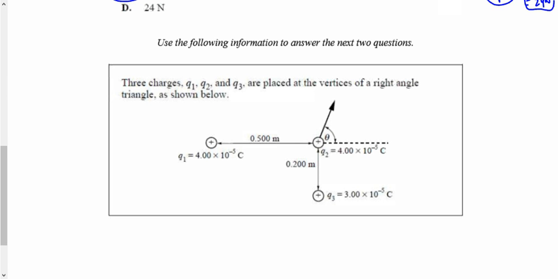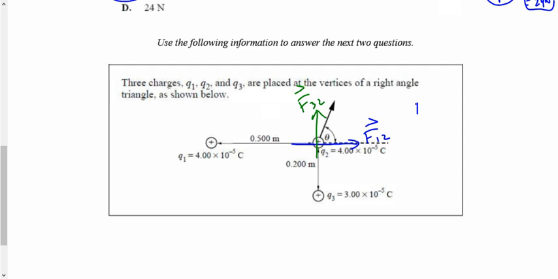We say that charge 1 is positive, charge 2 is positive. That means there's going to be a force to the right on charge 2 as a result of number 1. We'll call that F12, the force of 1 on 2. 2 is repelled by number 1. There's also a force upward caused by number 3 on number 2. 3 is positive, 2 is positive. They're going to repel each other. 2 is pushed away from number 3. Let's find the values of both of those forces.